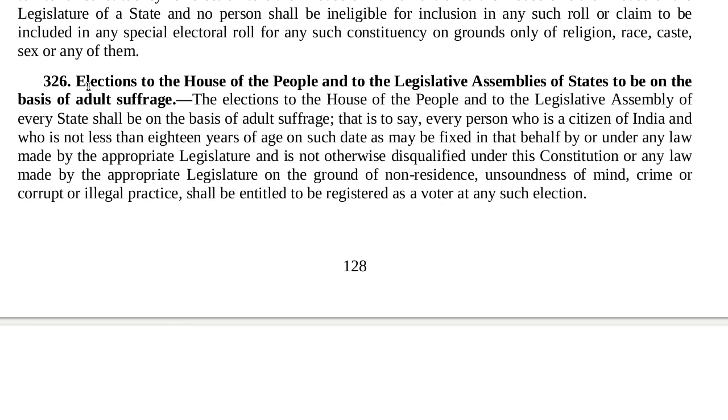Article 326. Elections to the House of the People and to the Legislative Assemblies of States to be on the basis of adult suffrage. The elections to the House of the People and the Legislative Assembly of every state shall be on the basis of adult suffrage.